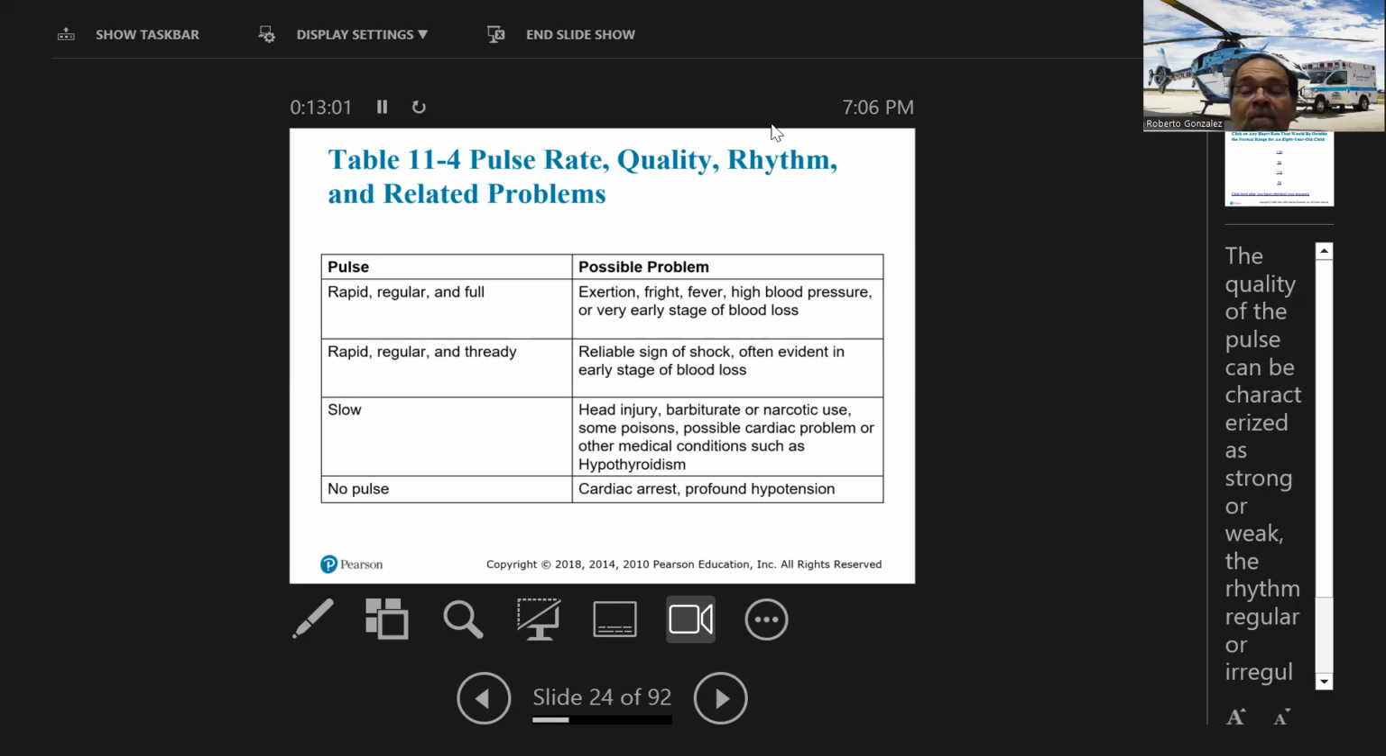If it's slow, then you might actually have a head injury. Now, remember, when we're dealing with head injuries or increased intracranial pressure, your pulse goes down and your blood pressure goes up. When it's shock, your blood pressure goes down, but your pulse goes up to compensate. So that's how you can tell that the patient has some type of head trauma.